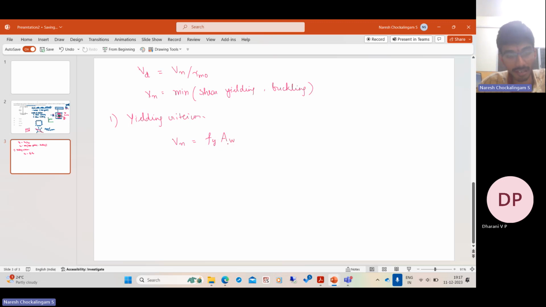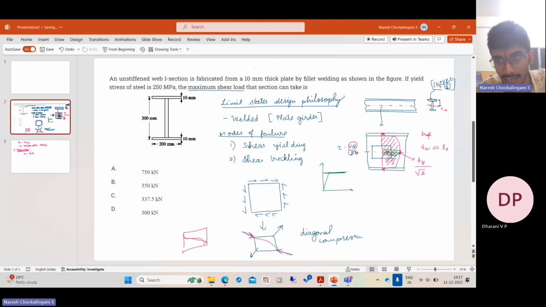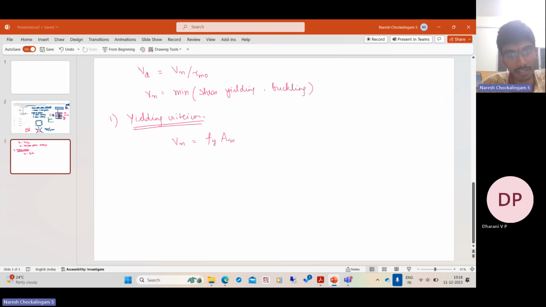What is the area that is contributing? That we need to see. So the web area. If you see carefully, here it is having a parabolic distribution, so it is a non-uniform distribution. The true resistance is obtained by integrating the shear stress over the web, but that is too complicated for design purposes. We usually assume a nominal shear area, which is the area of the web. And that doesn't cause much issue because stresses are usually redistributed in the plastic range.